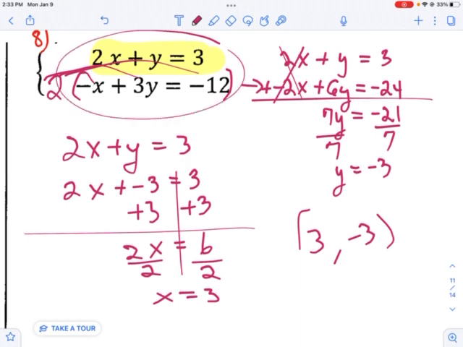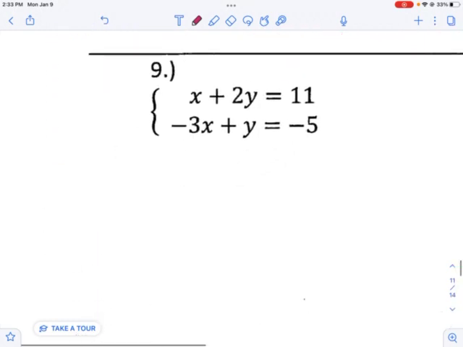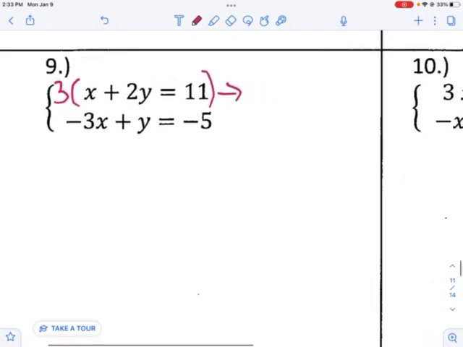So again, in standard form, but nothing will eliminate, although I have 1x and negative 3x. So if I can get this x term to have a 3 in front as a coefficient, it will eliminate. So let's multiply by 3, the whole equation. 3 times x is 3x. 3 times 2y is 6y. And 3 times 11 is 33. I don't have to change the bottom one, so I'm going to carry it over.